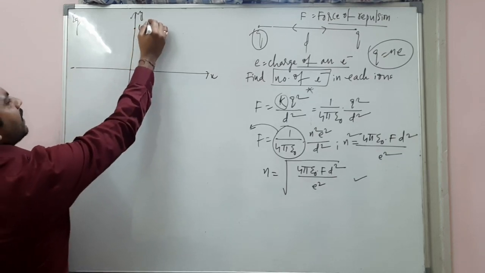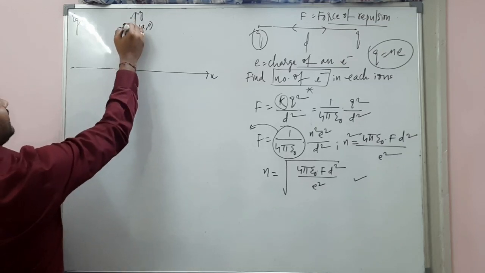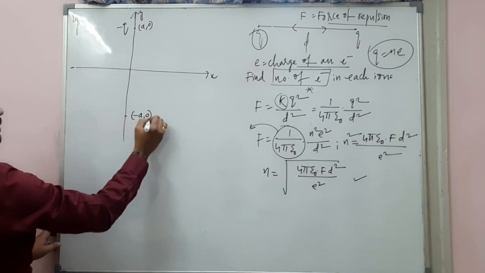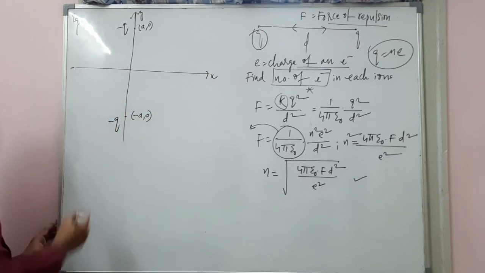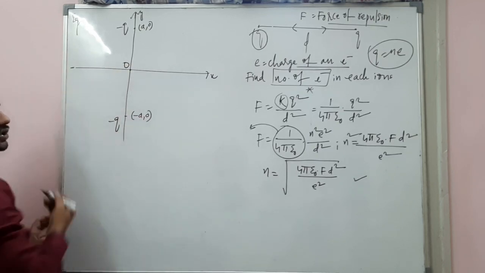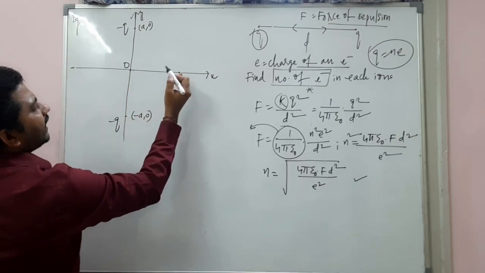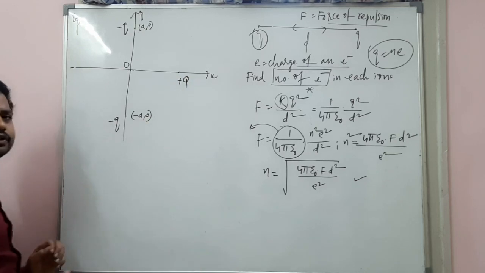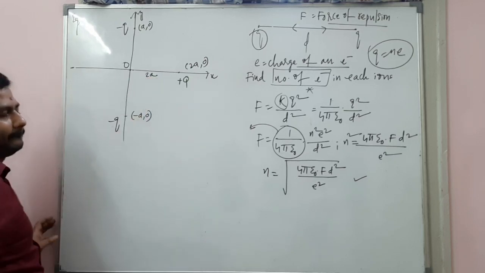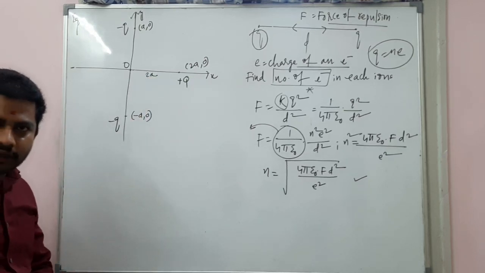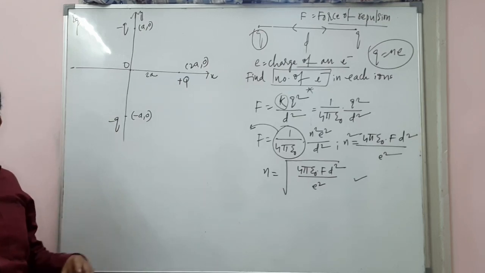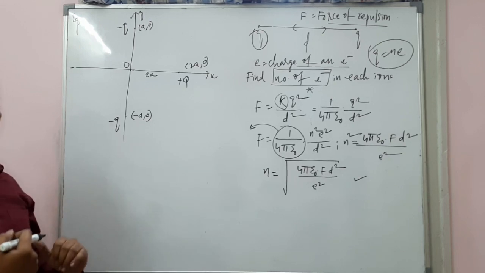At a point a comma 0, there is a minus charge q placed. At the same time, at minus a comma 0, there is a minus q placed along the axis. And this is the origin. From the origin, there is a point charge plus q placed at a distance 2a comma 0. So that means it's 2a. Alright? Students, listen. I am not going to explain what exactly the question is; I'll explain the concept, then we'll get into the question.